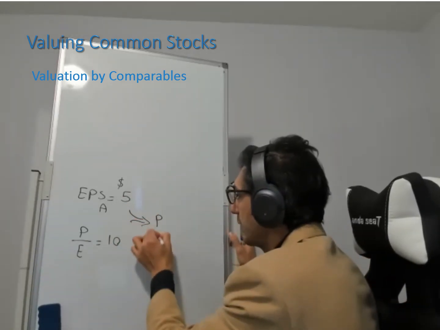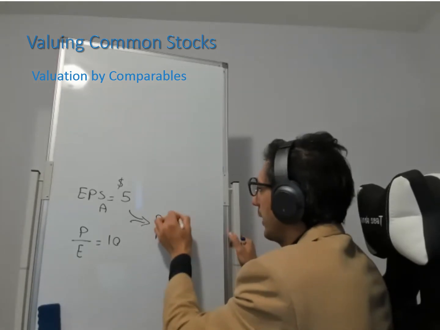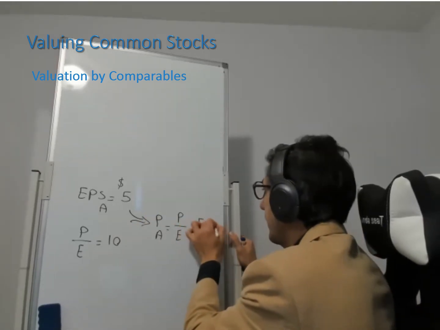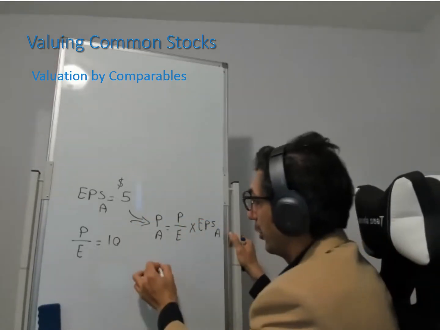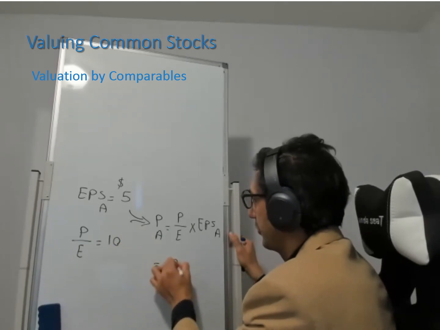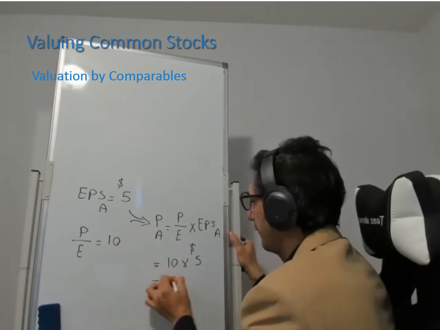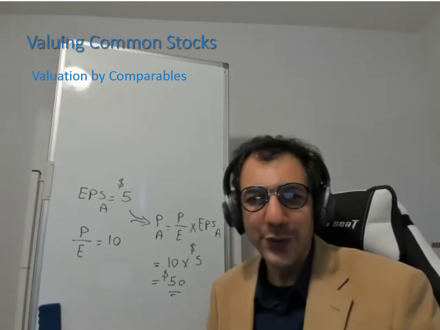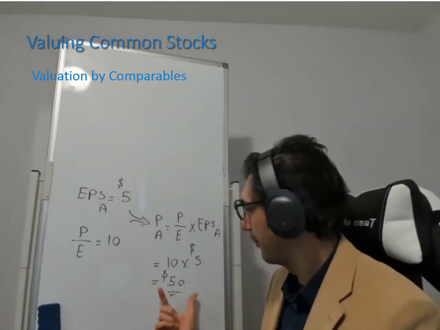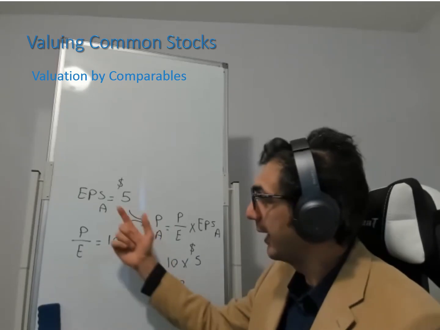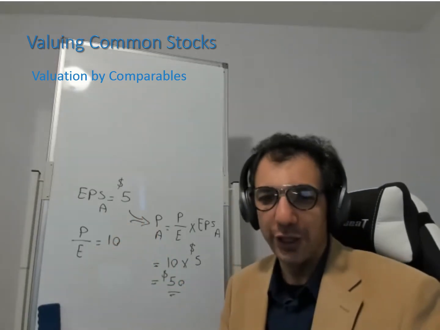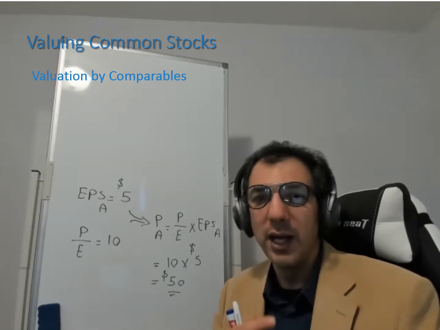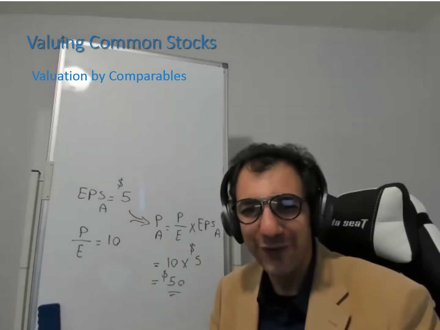So you can find the price of company A by multiplying the price to earnings ratio of the industry average by the EPS of company A. In this case, it becomes 10 times $5, which gives you $50. This is one of the ways you can use comparables to find the stock value of the company. So it should be $50 for company A given the price to earnings ratio. You can use other ratios such as price to book value, price to cash flow, and there are tons of ratios you can use to find the stock price.